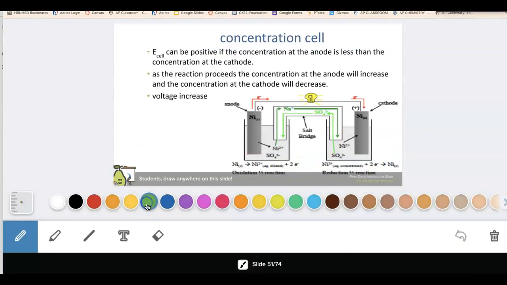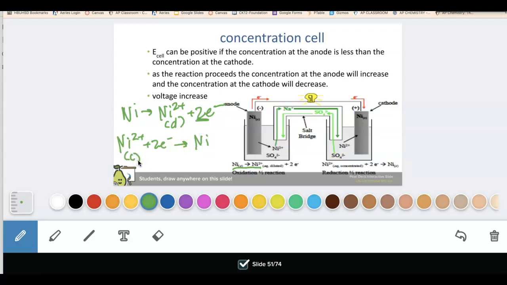you have at the anode, oxidation occurring, nickel going to nickel 2+, I'm going to put D for diluted. And then at the cathode, those 2 electrons that the nickel is losing are being taken in to turn the nickel back to solid, where C is concentrated. So think about it this way. When you go to write out the overall reaction, solid nickels cancel, 2 electrons cancel. You have nickel 2+ concentrated going to nickel 2+ diluted. So high concentration on the reactant side will drive the forward reaction. If you drive the forward reaction, you'll be able to produce a voltage.